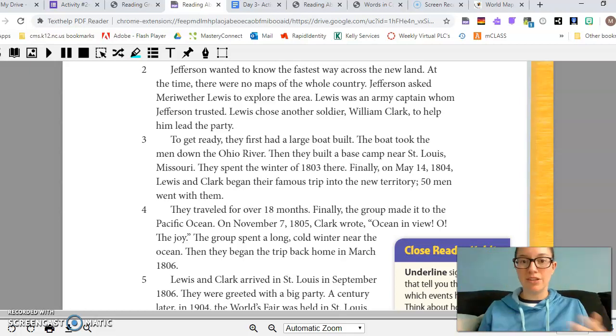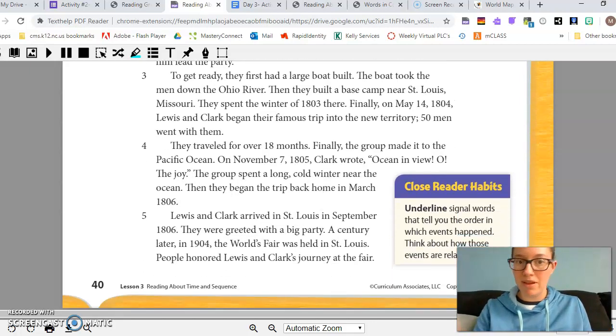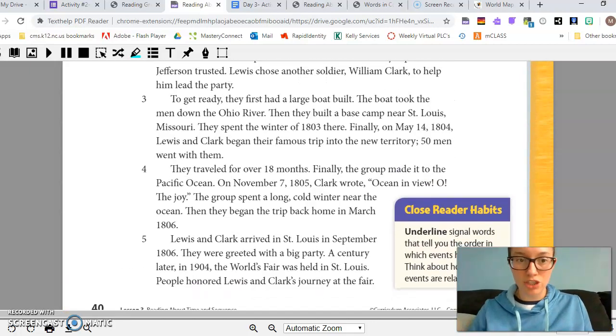So, Thomas Jefferson, the president, asked Meriwether Lewis to go and explore the new land, and Lewis got his buddy William Clark to help him on this expedition. So let's see what happened after that on their journey.